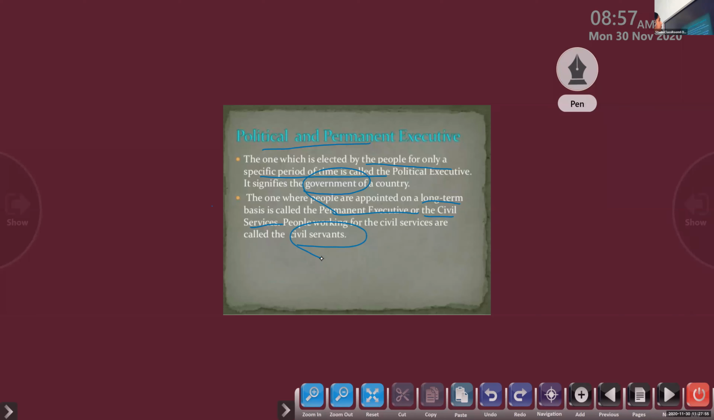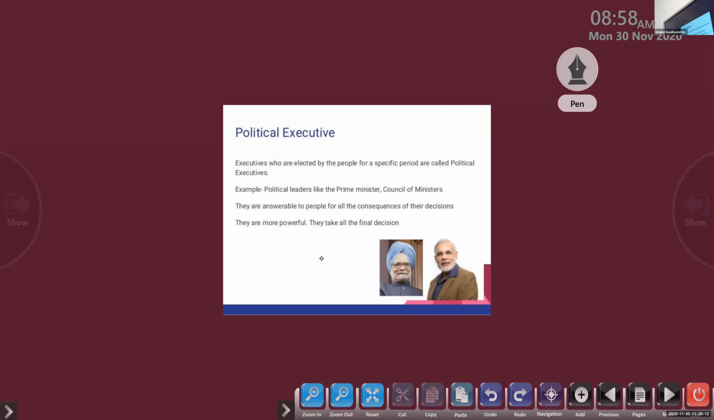So the one which is elected by the people for only a specific period of time is called political executive, and the one where people are appointed on a long-term basis is called permanent executive or the civil servants. Then who are the political executive? The same thing we said: our prime minister, our chief minister, our other ministers come under political executive. The executives who are elected by the people for a specific period are called political executive, and it includes the prime minister, council of ministers, etc., and they are answerable to the people for all the consequences of their decisions. They are answerable to the people.